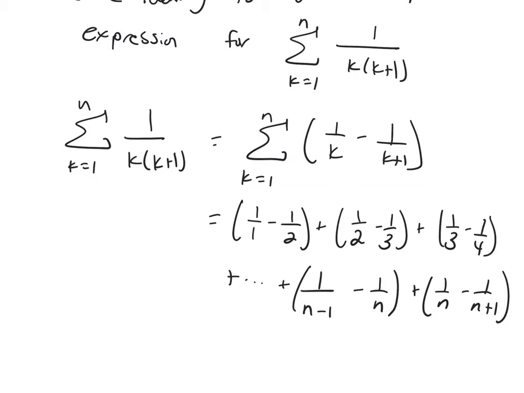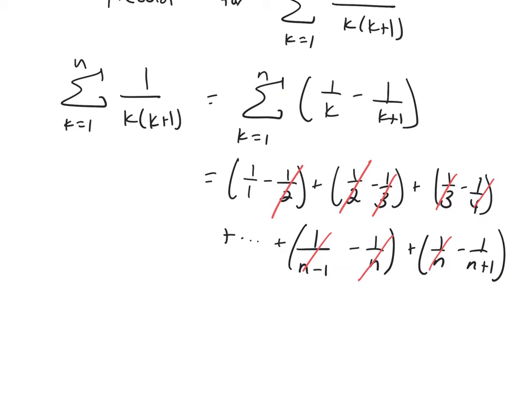If I look here, notice this negative 1/2 will cancel with this positive 1/2. The negative 1/3 will cancel with the positive 1/3. This negative 1/4 would cancel with the positive 1/4 in the next term. And then this negative 1 over n will cancel with this positive 1 over n. So in the end, I'm just going to be left with 1 minus 1 over n plus 1. So there's our nice simple expression for this summation.